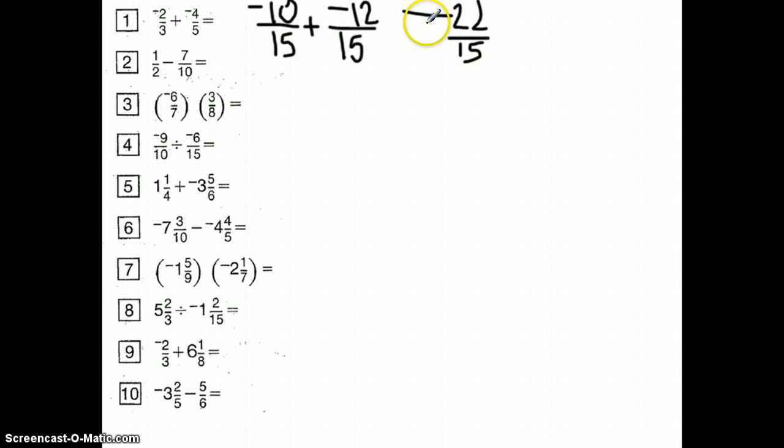No. I noticed that there's a negative on top, kind of a big negative that we got there. So my answer is going to be negative. 15 goes into 22 one whole time, and 7/15 left over. Can I simplify that anymore? Nope. Done. All right. Then this next one, I've got 1/2 minus 7/10.